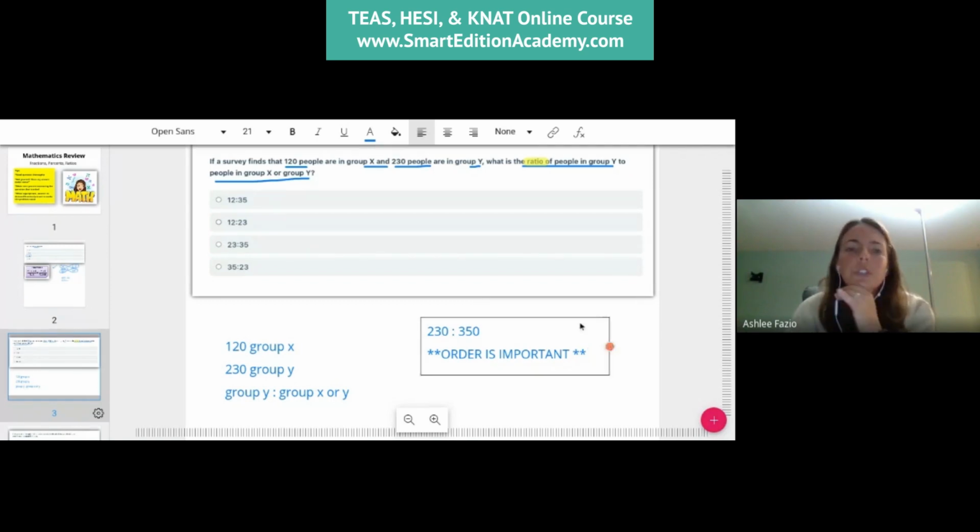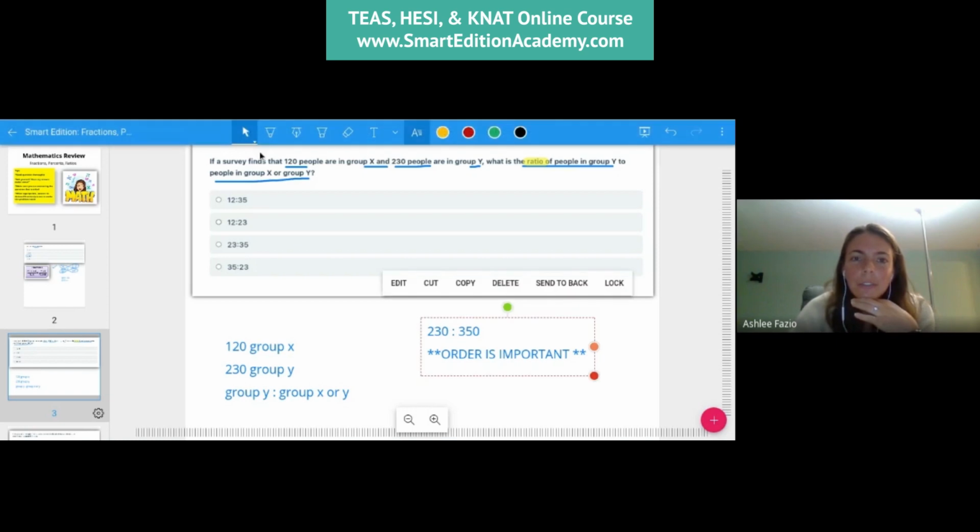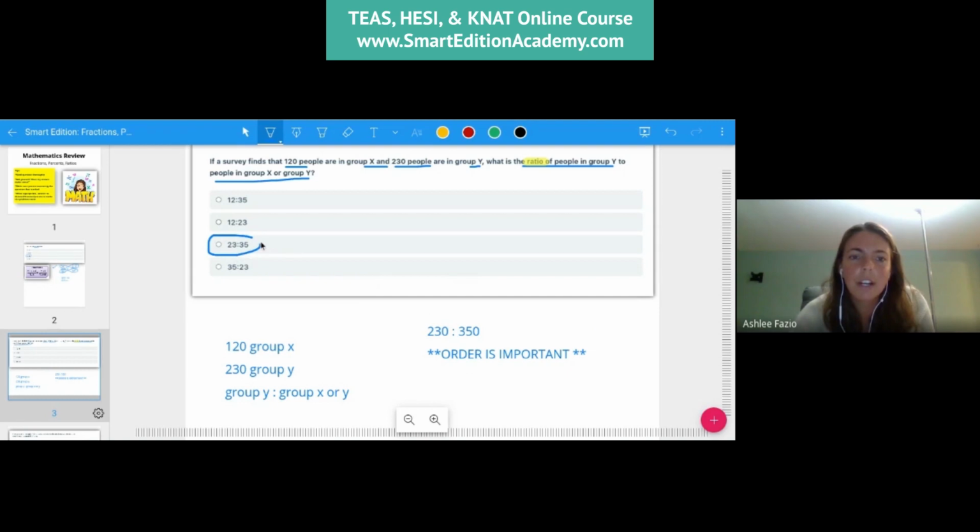When I go to look at my solutions, I do not have the exact answer, but it looks like I just have to simplify. A nice easy trick is seeing that they both have the 0 at the end. If I divide each by 10, I'll get one of these answers, which looks right to be what I'm looking for. The ratio would be 23 to 35. So that last step would be simplifying to get to 23 to 35. All right, so just knowing order is important for that one, and we will move along.